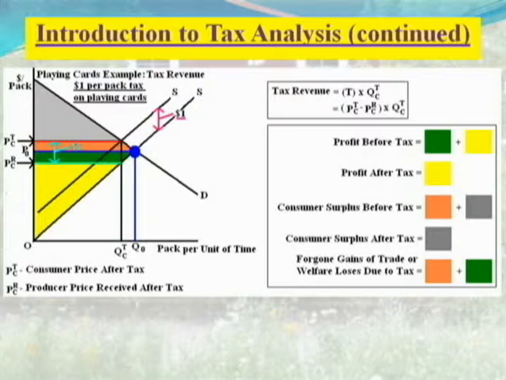The consumer gain or consumer surplus before the tax equals that orangish salmon color area plus the gray area before tax. And the consumer surplus after the tax is reduced to the gray area. So in this case, the foregone gains of trade or welfare losses due to the tax is that orange area plus the green area.